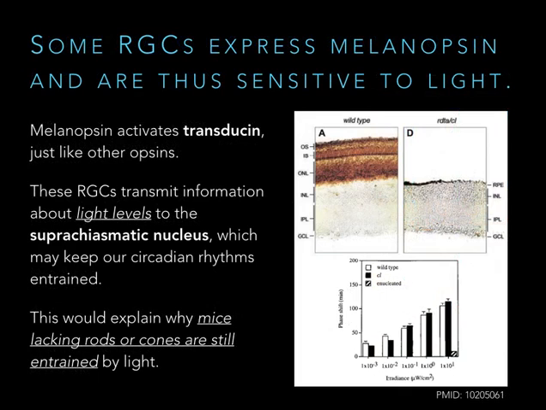Thus far, we've only mentioned photoreceptors as being light sensitive, but there are some retinal ganglion cells that actually express a photopigment, melanopsin, and thus they are sensitive to light. So just like the other opsins, melanopsin is going to activate transducin.